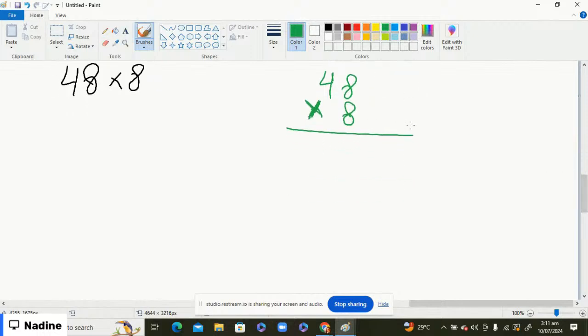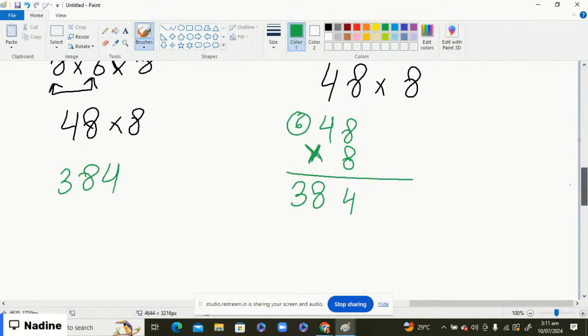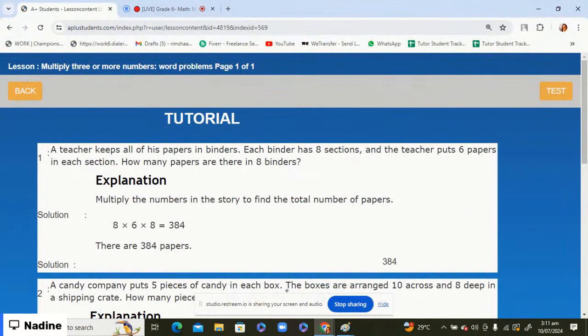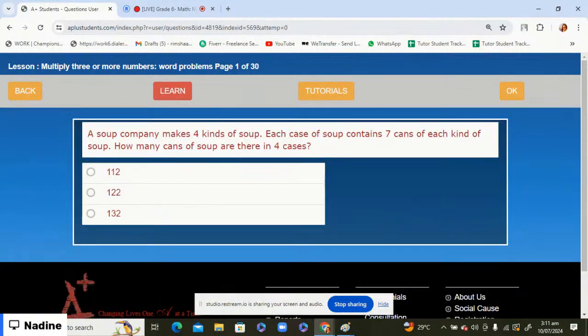So 8 times 8 is 64. 4 is put down, 6 goes up as a carry. So 8 times 4 is 32. 32 plus 6 is 38. It's 384. Okay, in this way we are getting the answer. Now let's do the test questions for that. Now we are going to solve the test questions.